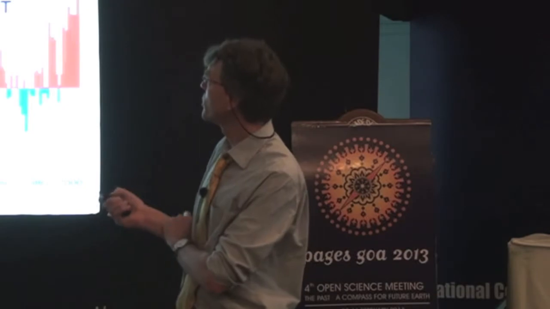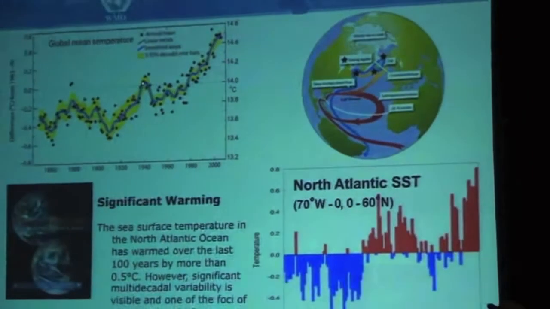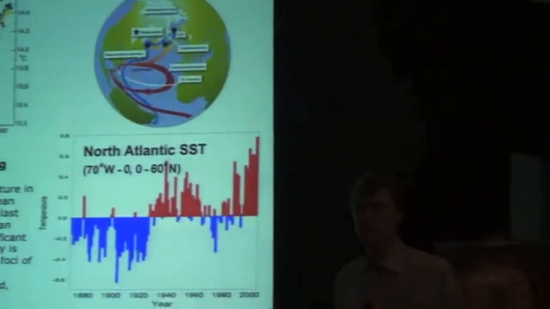And I want to start with this graph, which we all know from the last assessment. And it's the global mean temperature. And I just want to make one little remark there. You see this cooling bit here? I'm pretty sure in the next assessment that won't be there anymore, because it turned out to be a data issue in the ocean record. Right? So sometimes we readjust and rework our records.